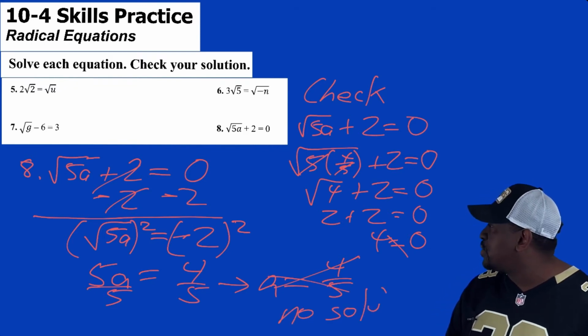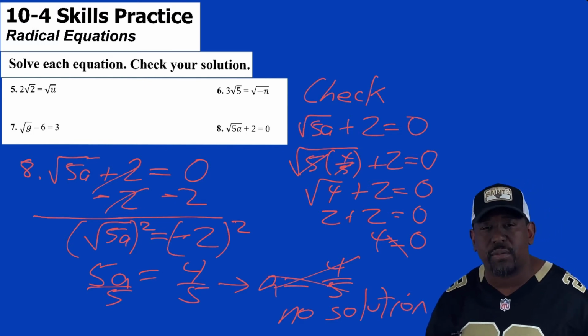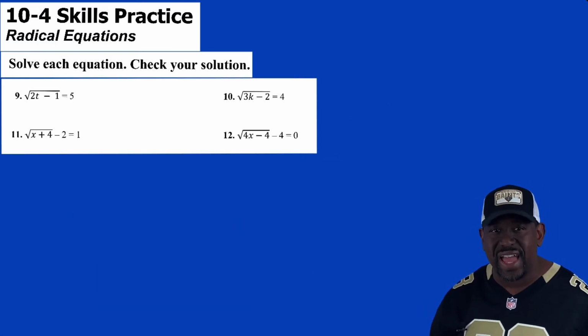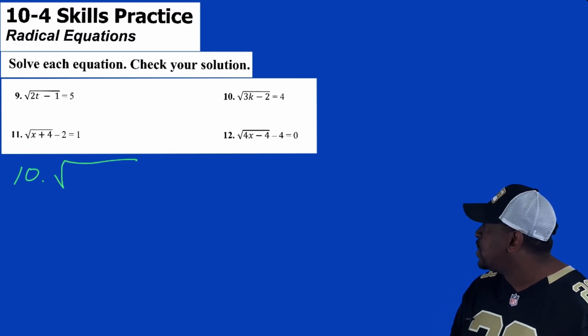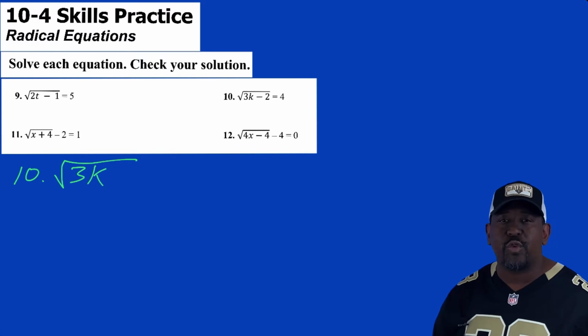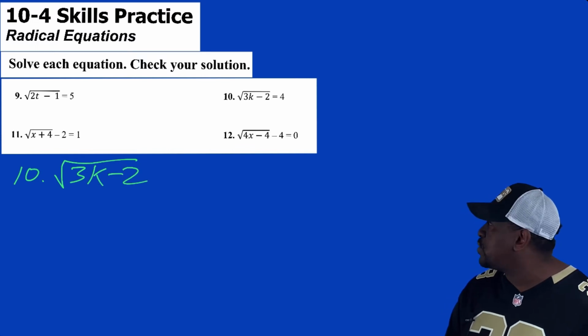So this answer would be no solution for this particular problem because it does not check out. And that's the importance of checking your solution. So let's go to number 10. Square root of 3k minus 2 equals 4.